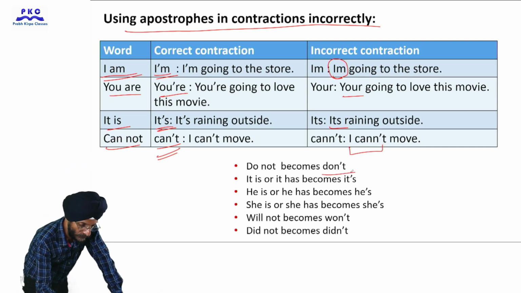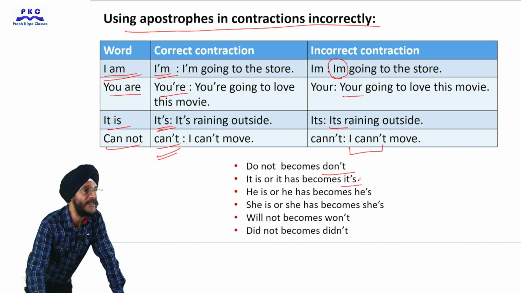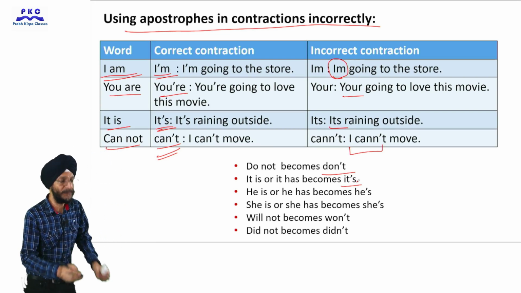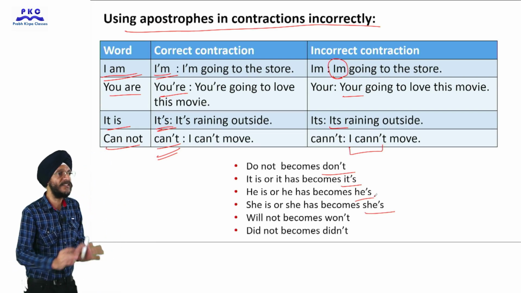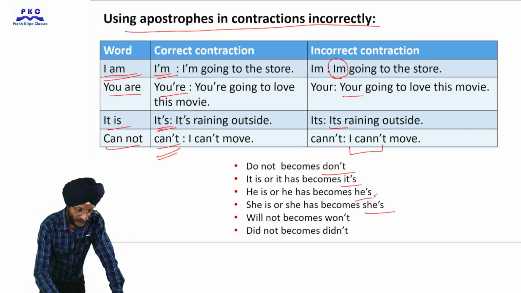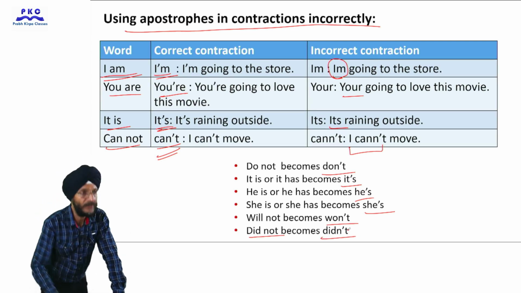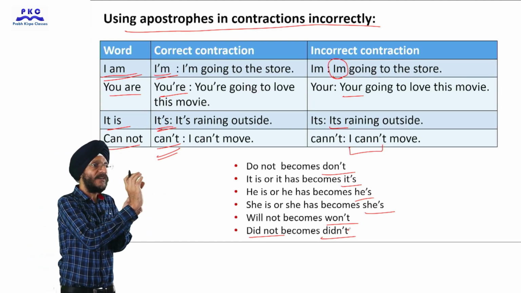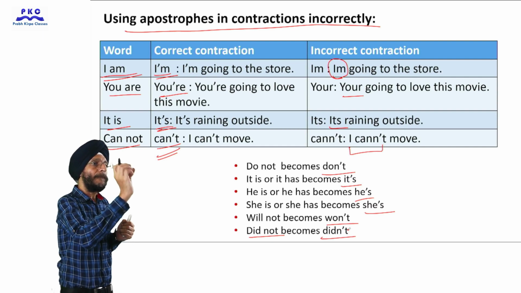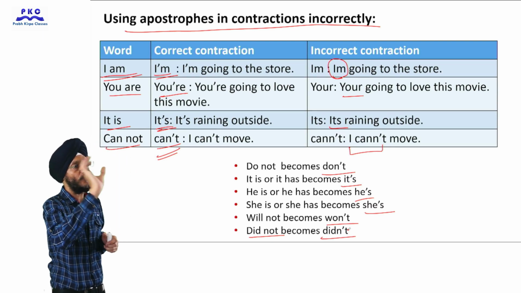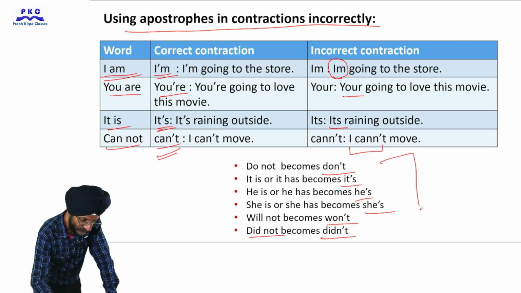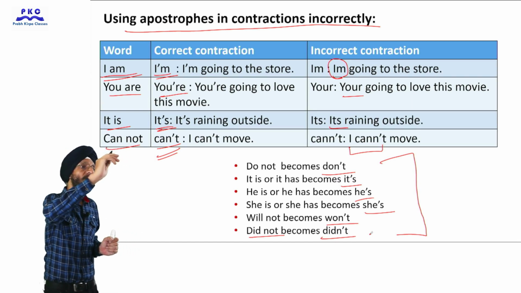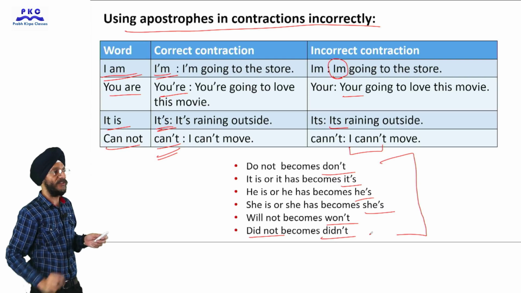Do not becomes don't. It is or it has becomes it's. He is or he has becomes he's. She is or she has becomes she's. Here is, these are the contractions. Will not becomes won't. Did not becomes didn't. These are the contractions, the way in which the words are written in contraction form by using the apostrophes. In all these words, we have used apostrophes to form contractions of the words.